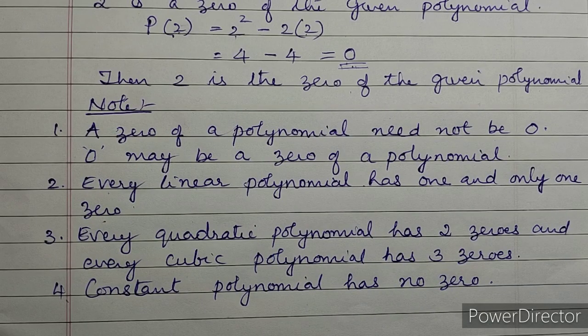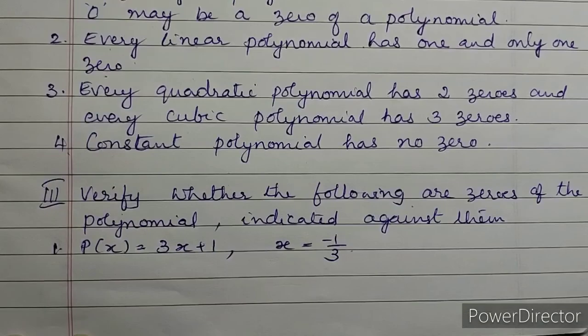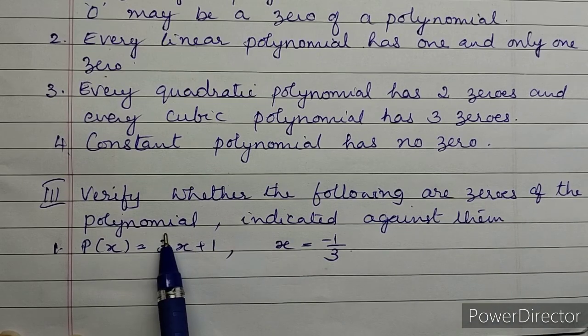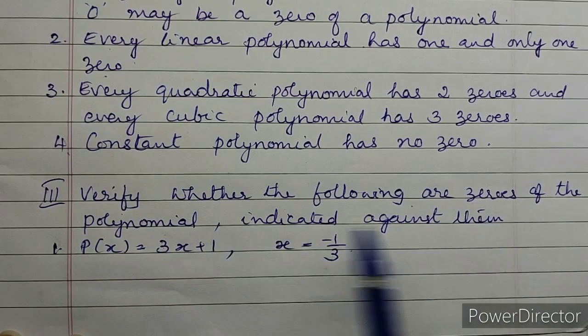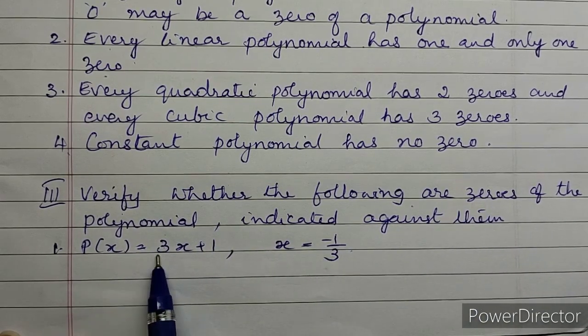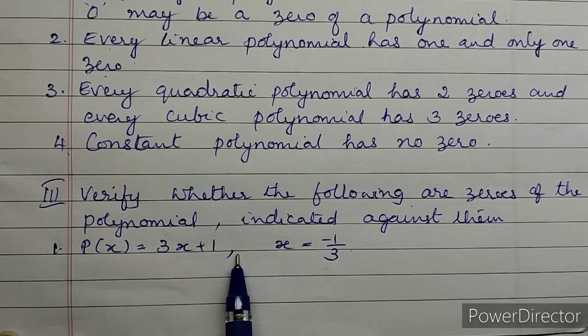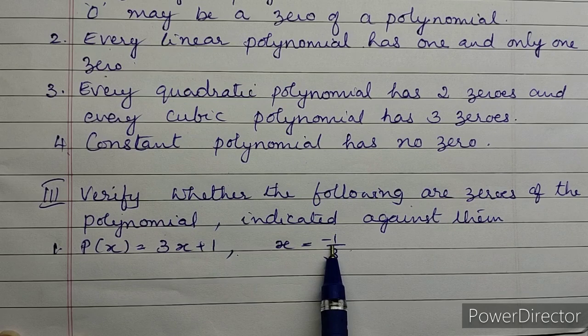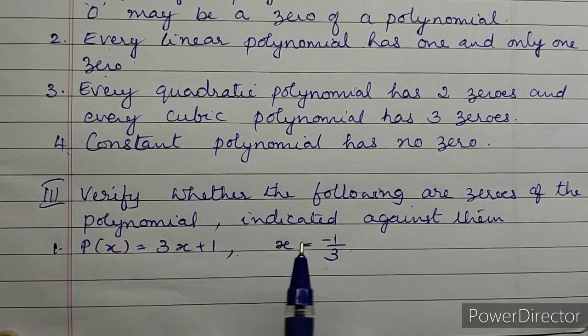Now we will come back to exercise 2.2 sums related to the 0 of a polynomial. Third main question: verify whether the following are zeros of the polynomial indicated against them. The first question is, p of x is equal to 3x plus 1, where x equals minus 1 by 3. You have to check whether minus 1 by 3 is a 0 of this given polynomial.